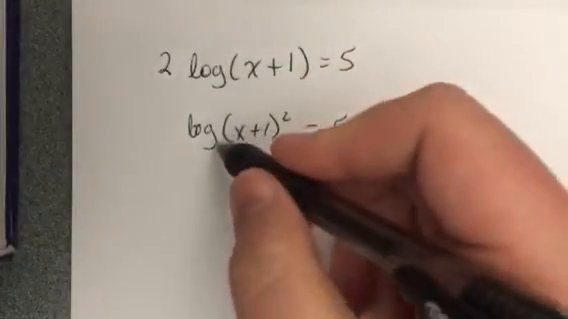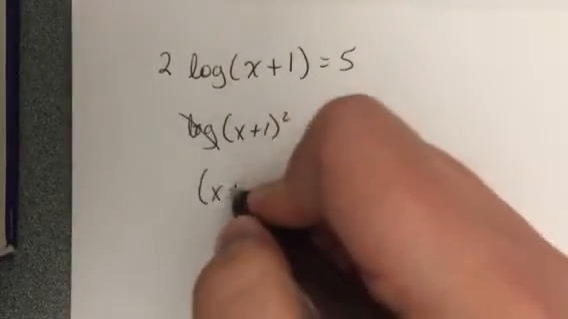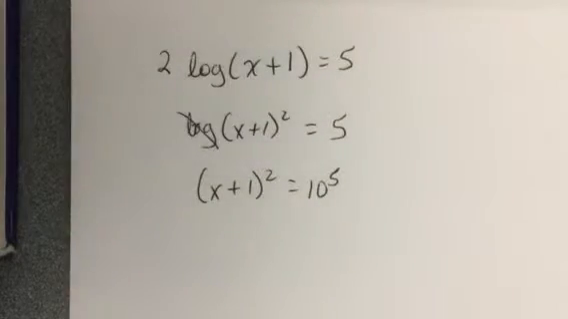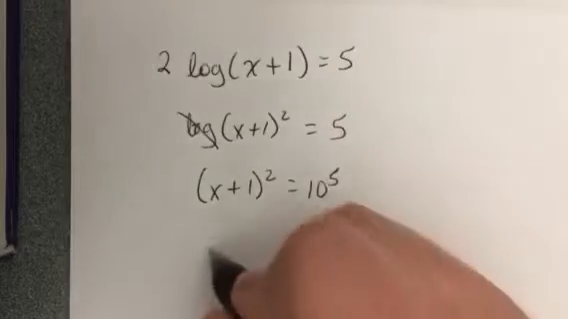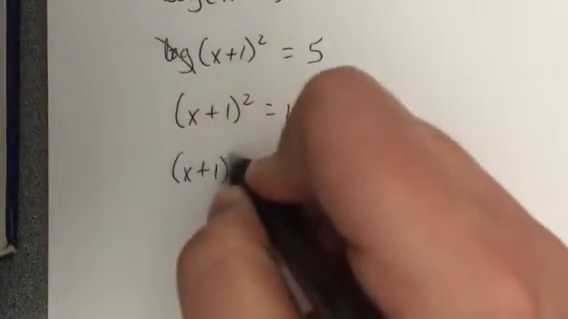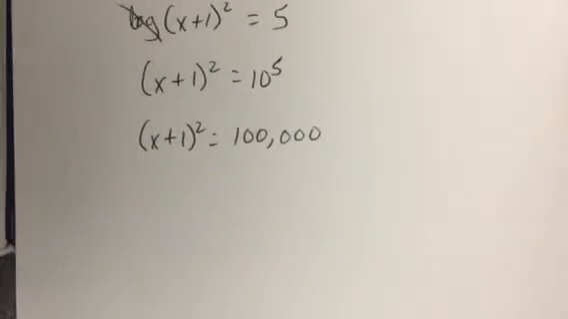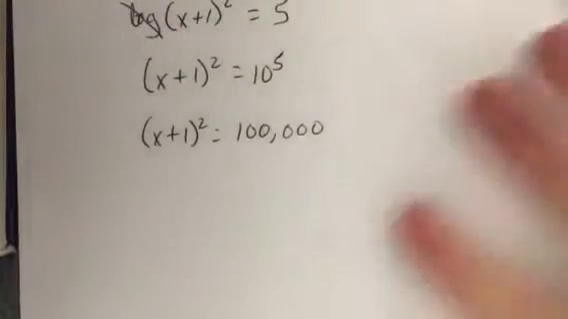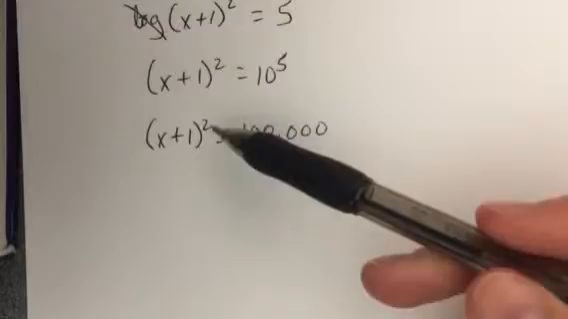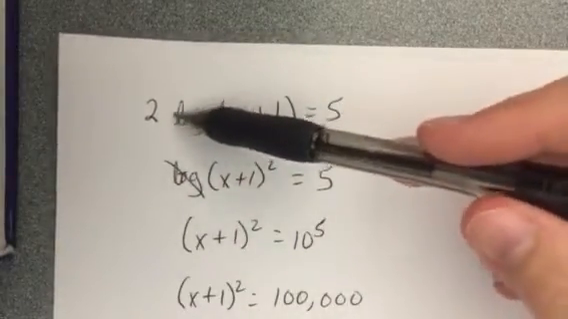Then we take the inverse, so it gets rid of my log over here. I have x plus 1 squared equals 10 to the 5th power. We know that 10 to the 5th power is going to give me 100,000. Now, again, we solve this equation like we would any other. The biggest thing that I wanted to point out with this one is what happens when you have a number in front of your log.